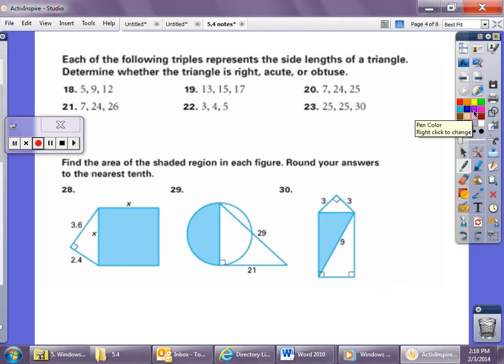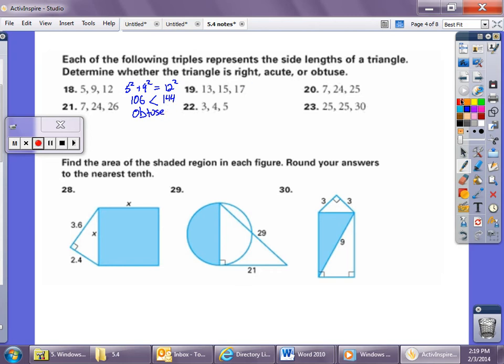And we just want to figure out if it's right, acute, or obtuse. We do the two smaller sides, we square them, and we see if it equals the larger side. So with this, you do 5 squared plus 9 squared should equal 12 squared. Well, 5 squared plus 9 squared is 106, and 12 squared is 144. Well, this is greater, so C is greater, which means it's obtuse.